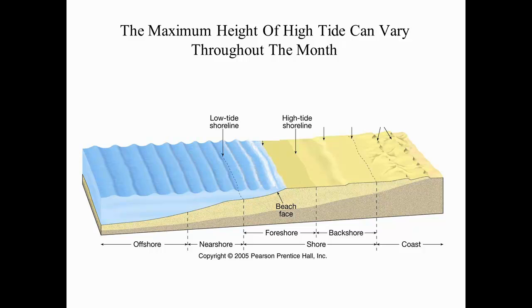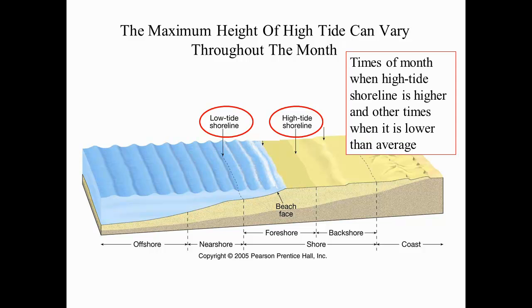However, if we stand there and watch the tides change on a day-to-day basis, we'll notice over several days to weeks that the maximum height of the high tide can vary throughout the month. For example, there are times of the month when the high tide shoreline is higher, and other times when the high tide shoreline is lower than average. And this is the result of what are called spring tides and also neap tides.